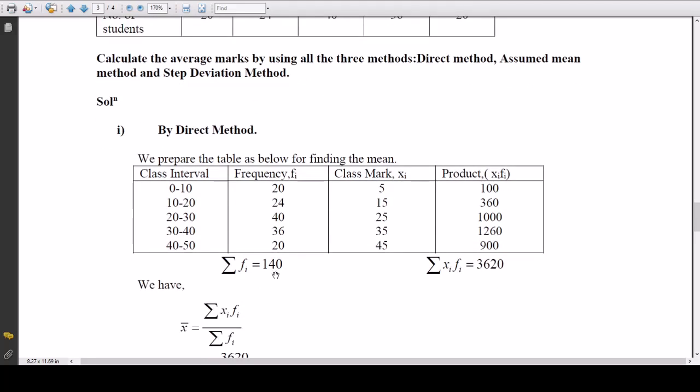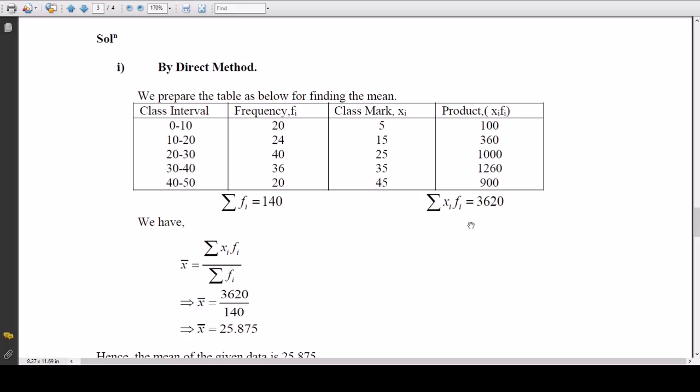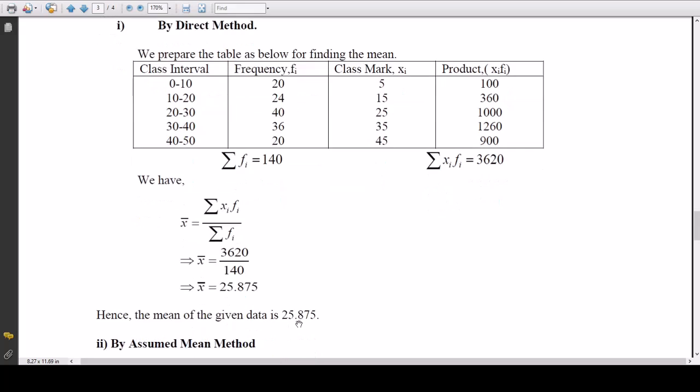Now the formula for finding the mean by this direct method is simply summation of fixi by summation of fi, that is 3620 divided by 140. On dividing, you will get 25.875. Hence the mean or the average mark for the given data is 25.875.